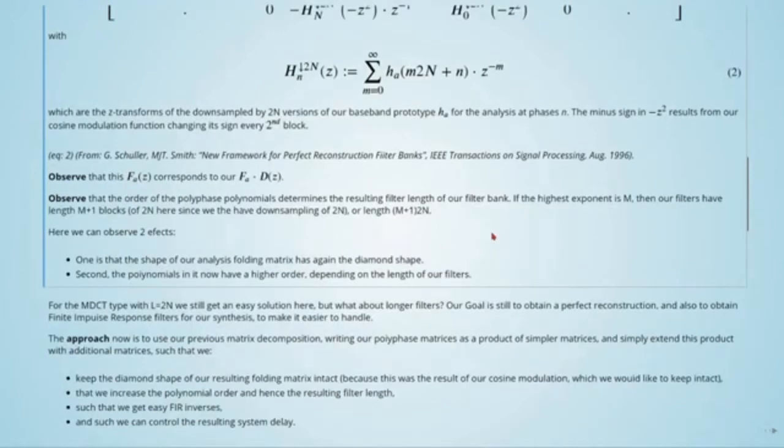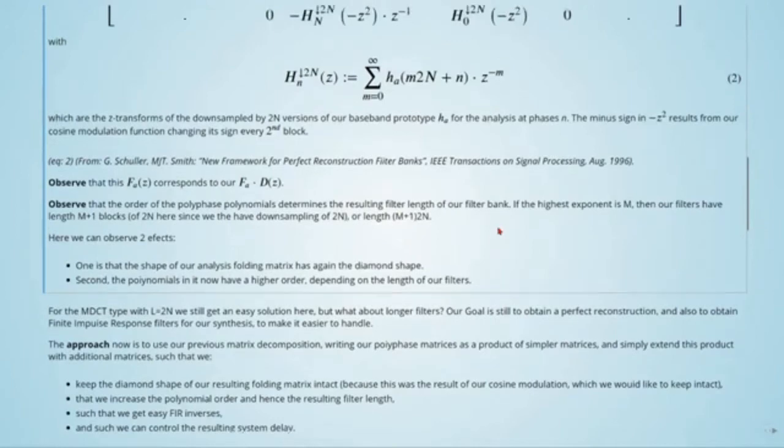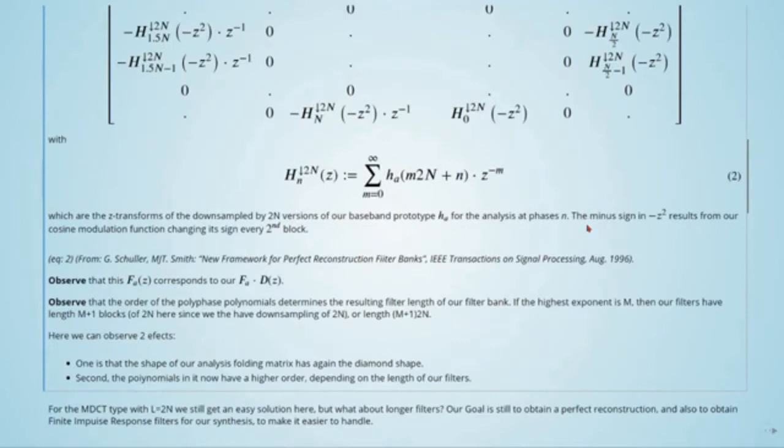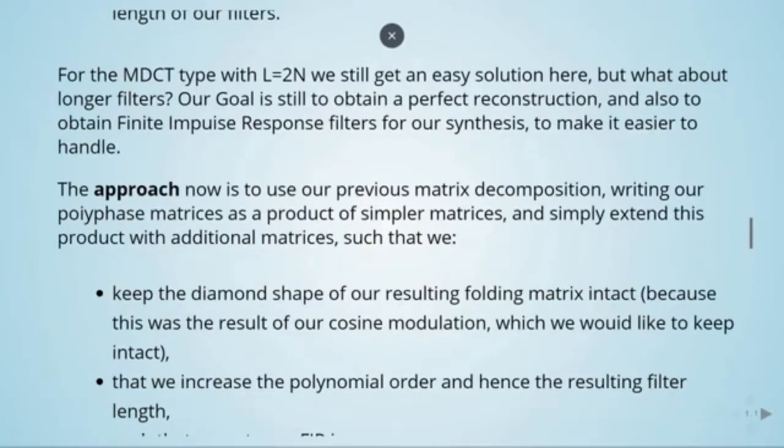Here we can observe two effects. One is that the shape of our analysis folding matrix has again the diamond shape, as seen before. And second, that the polynomials in it now have a higher order depending on the length of our filters. For the MDCT type with L equals 2 times N, we still get an easy solution here.